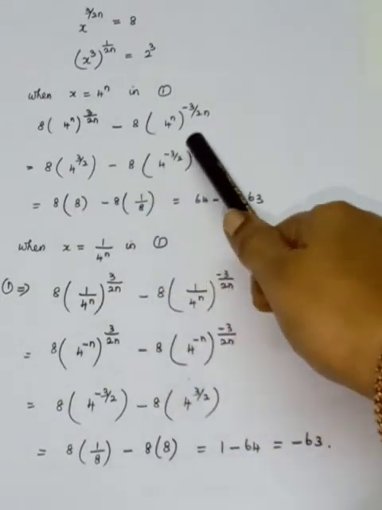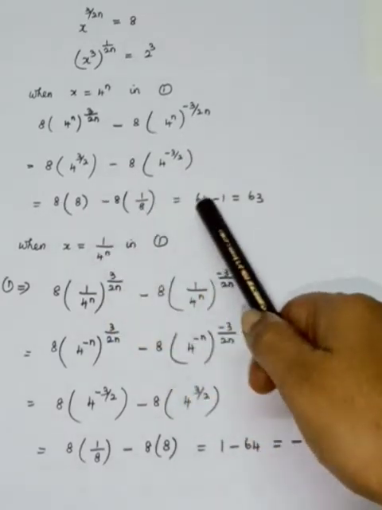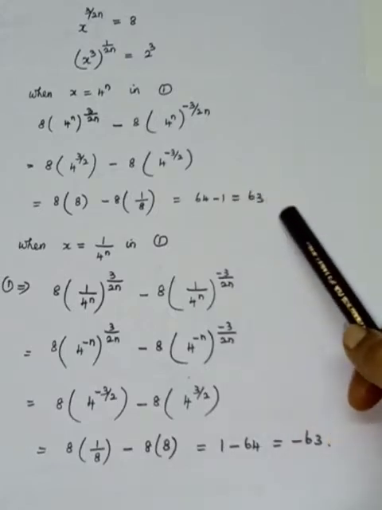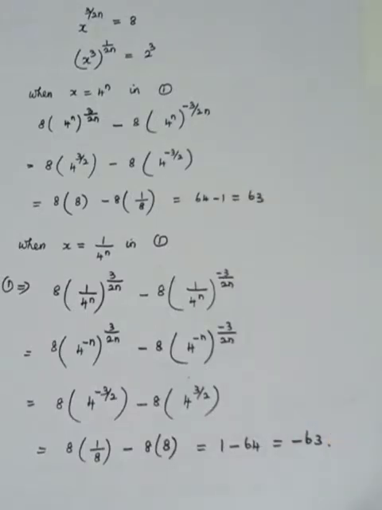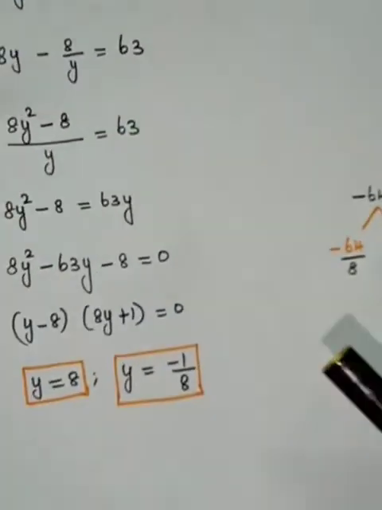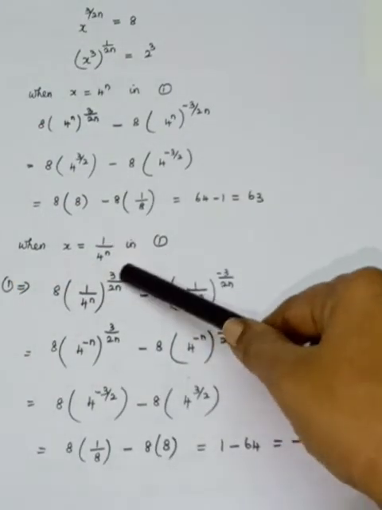And 4 to the power minus 3 by 2 is what? It is 1 by 8. So 8 eights are 64. This 8 gets cancelled, so 64 minus 1, the answer is 63. Therefore x equal to 4 power n satisfies the given equation. Okay, so the one more value is x is equal to 1 by 4 power n.